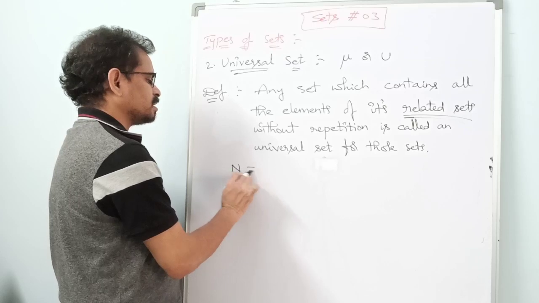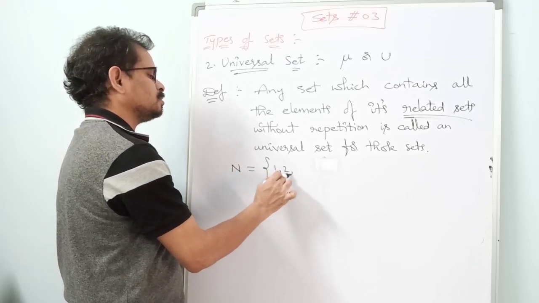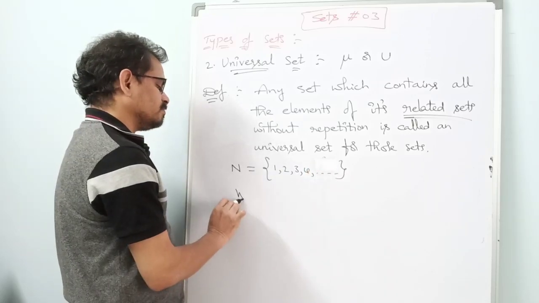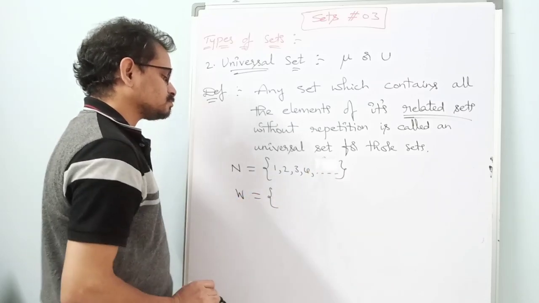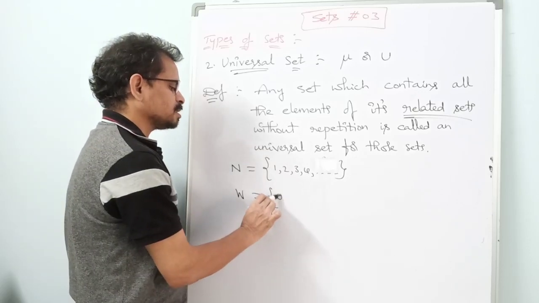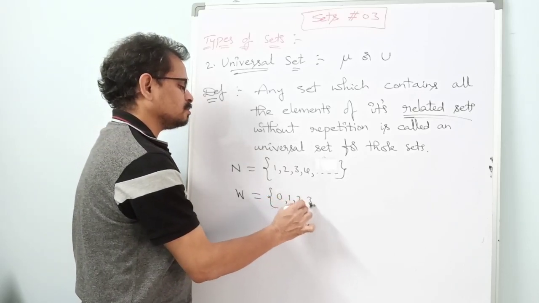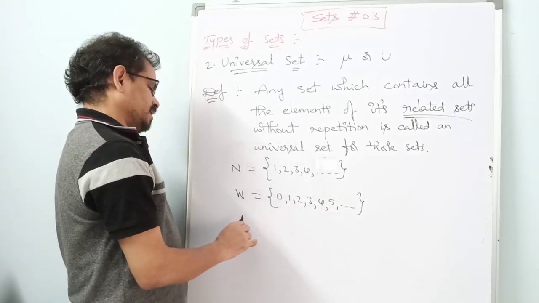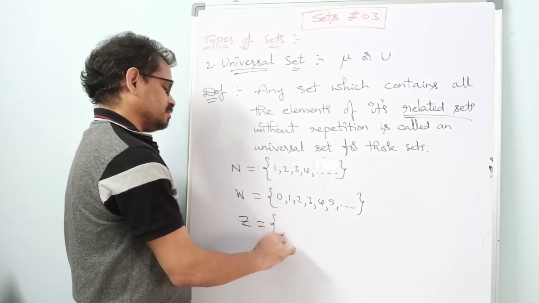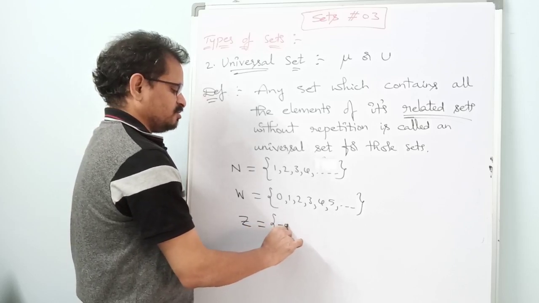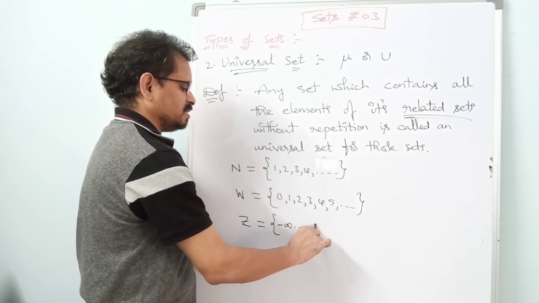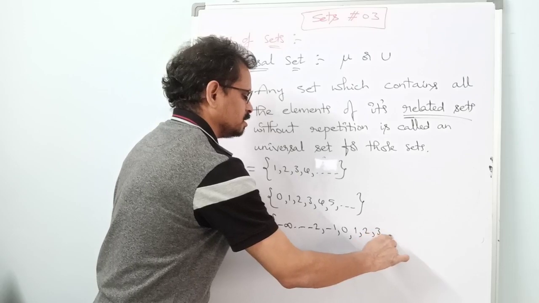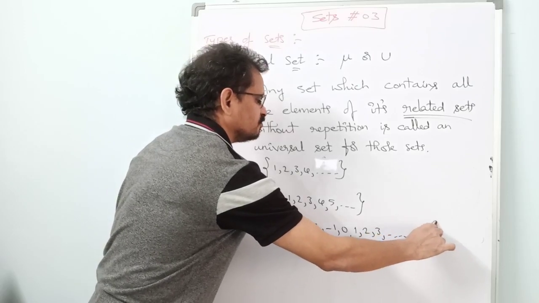Natural numbers. What is the natural numbers set? 1, 2, 3, 4, and so on. Let us consider the whole numbers set W: 0, 1, 2, 3, 4, 5, and so on. Integer set: minus infinity, and so on, -2, -1, 0, 1, 2, 3, and so on, plus infinity.